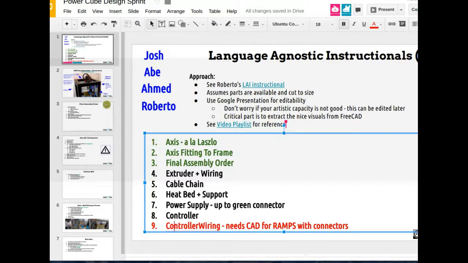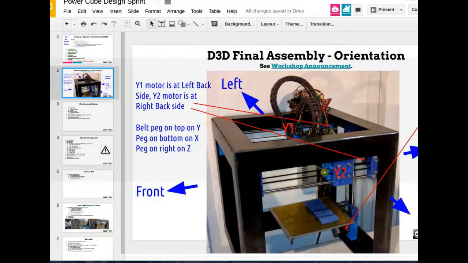So to review the orientation, just make sure you study this one. The axes are Y1 and Y2. That's the two Y axes. The X axis is the main carriage where the extruder is, and Z is self-explanatory. The motor is on the bottom of the Z.